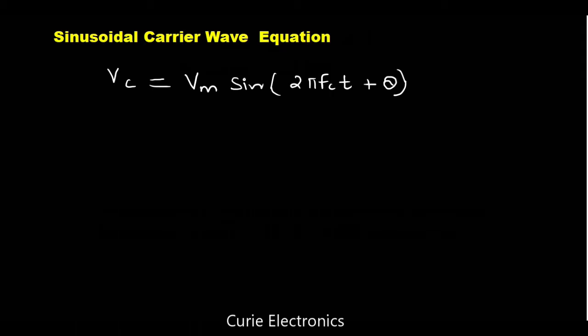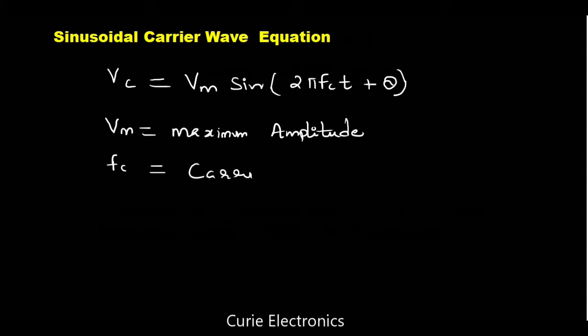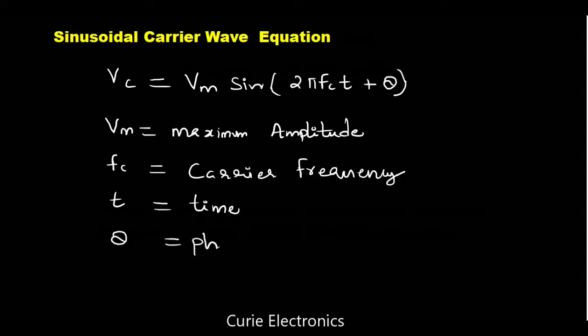Now here Vm is the maximum amplitude of the carrier wave. Fc is the carrier frequency. t is the time. And theta is the phase of the carrier wave.